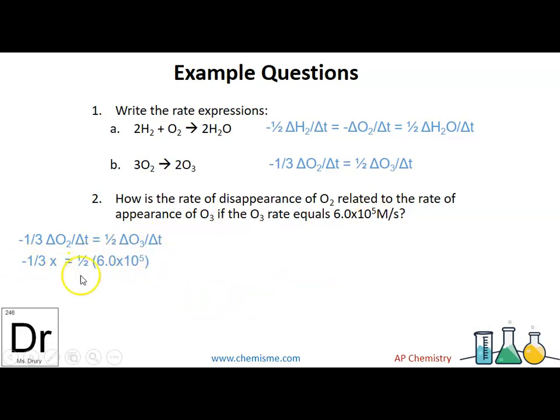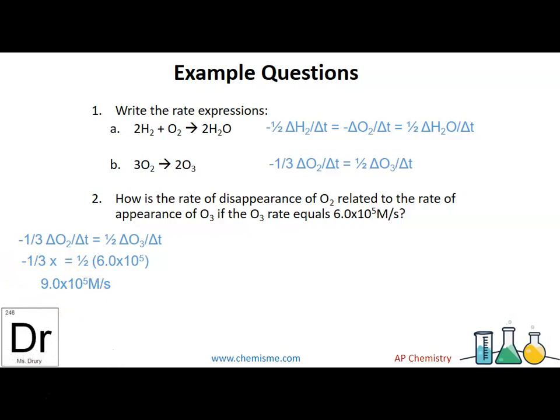We're going to keep the coefficients there because that's how we can convert from one compound into another. And then we're going to solve for x. So we're going to take half of 6, which is 3 times 10 to the 5th, and then divide by the negative 1/3, in order to get 9 times 10 to the 5th. If you don't believe me, put it in your calculator.